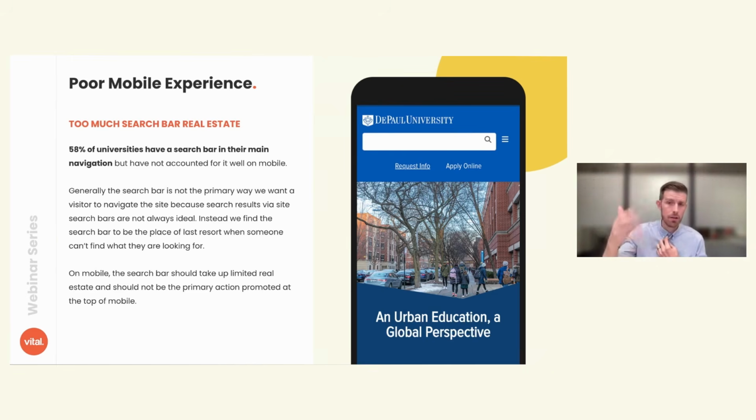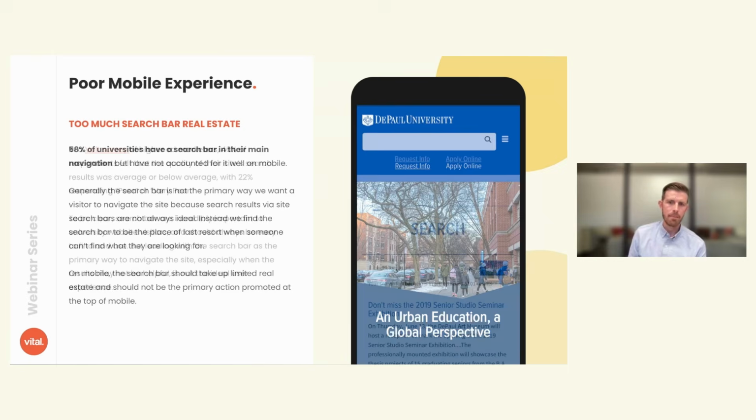Here's an example right here. You can see I'm on mobile. This is the homepage. On the homepage, the biggest thing I see right when I come in here is a big blank box, which is the search bar. And given the contrast, right, everything is blue and that's white, it's sucking in all the attention. It's saying, this is how you should navigate this site. We prefer you navigate this site with the search bar. It takes up a lot of real estate.